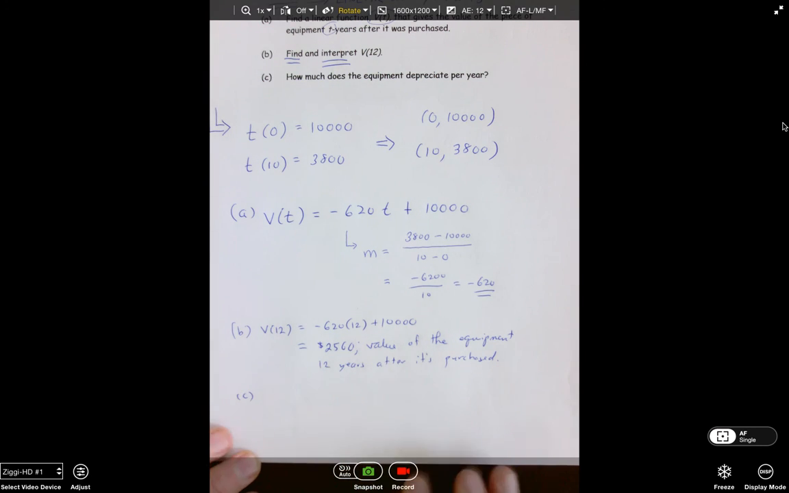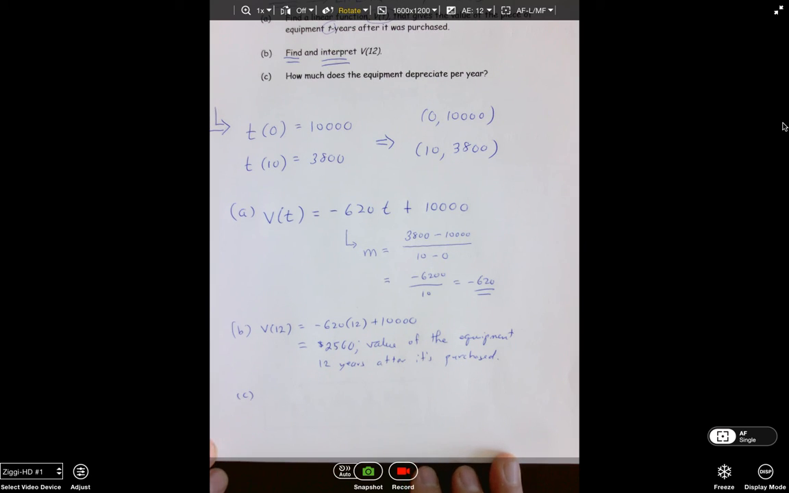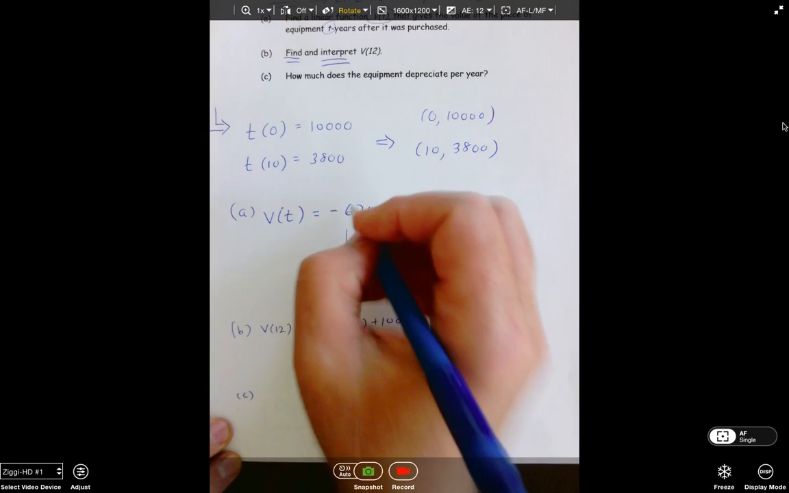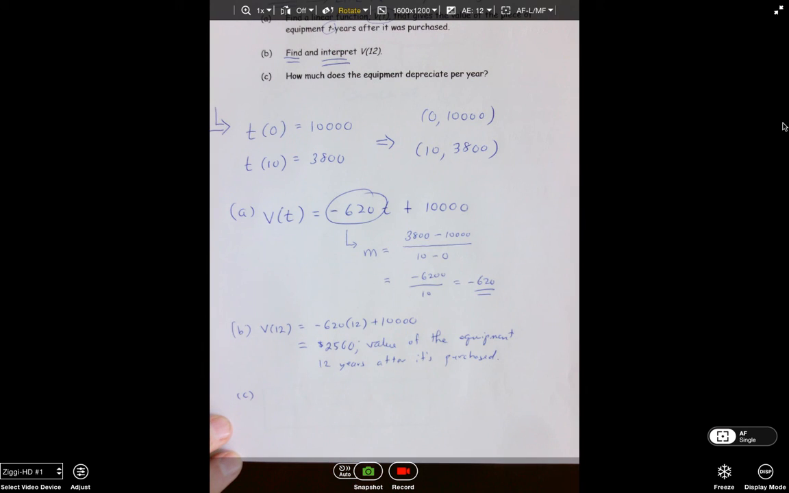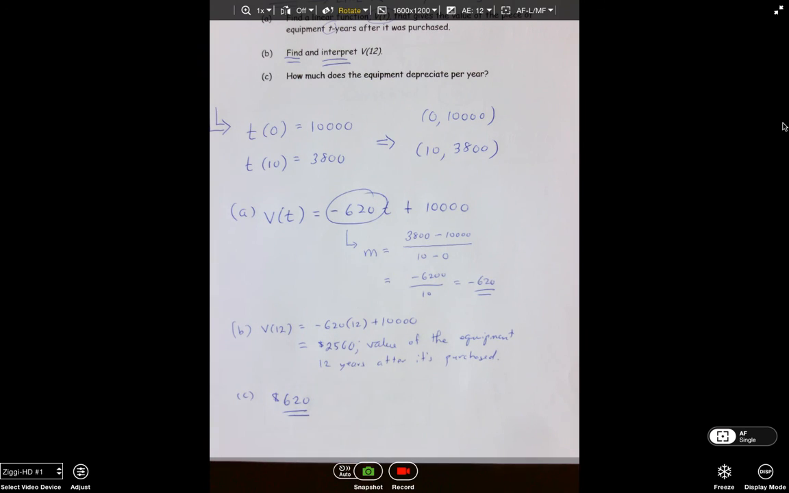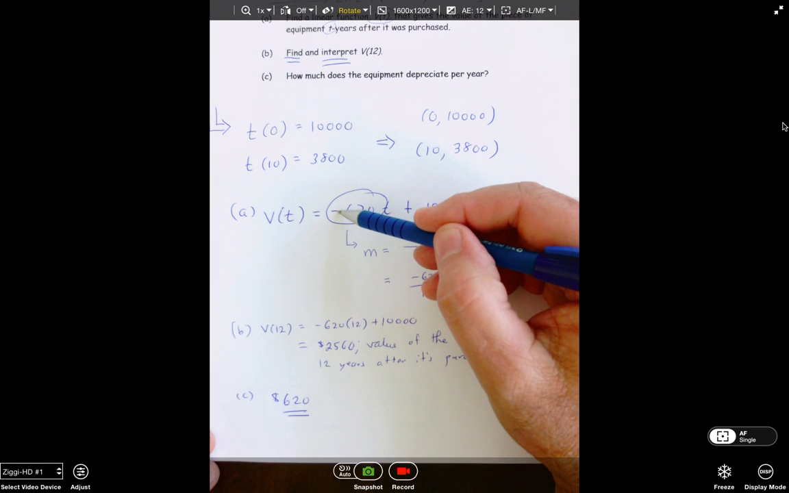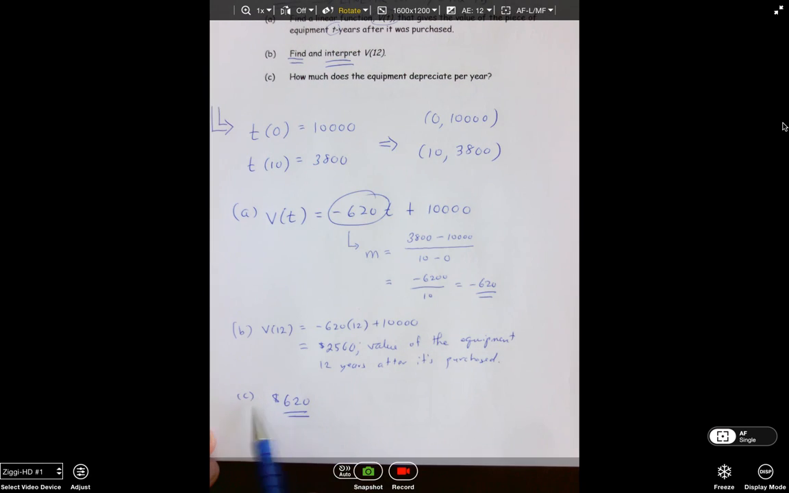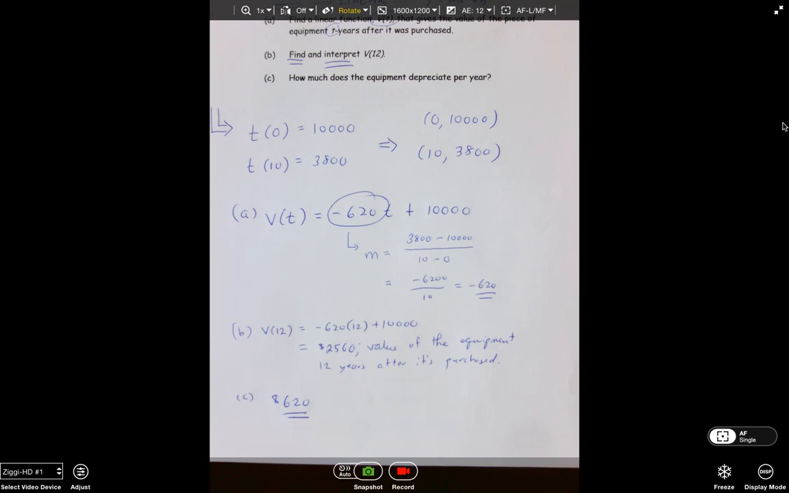All right, gang, last problem. We're about done. How much does the equipment depreciate per year? Well, gang, that's exactly the interpretation of the slope. It's going to be tempting to put negative 620 there. It doesn't depreciate negative 620. It goes down 620. So that's the depreciation value of $620 per year. Depreciate indicates we've got a negative, so it's going to be tempting to put that negative there, but you don't, because if something depreciates a negative value, it actually goes up. Depreciate means you have an implied negative.